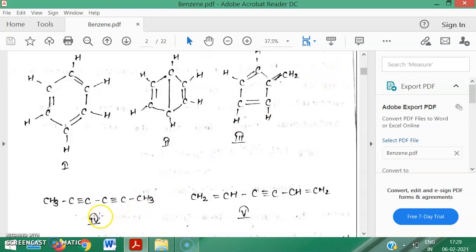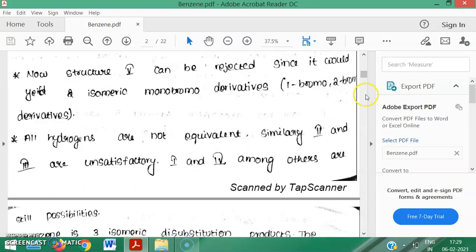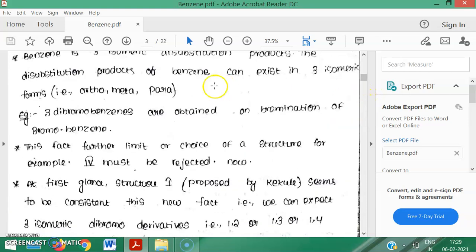So structures 1 and 4: why are all the hydrogens the same here, and the same types of hydrogens are there? Only monosubstitution takes place. But how can we reject this one? It doesn't have any alkene; it has single bonds and triple bonds. So how can we reject it? See here.